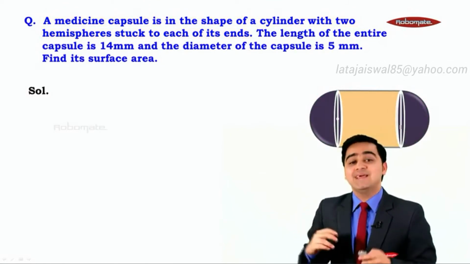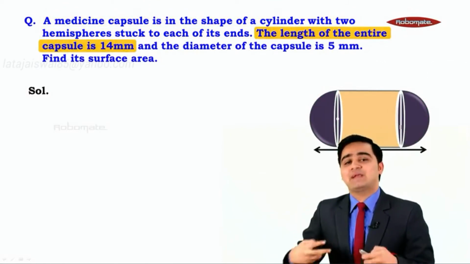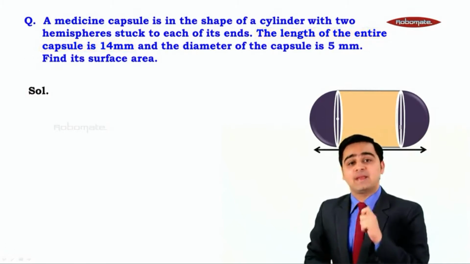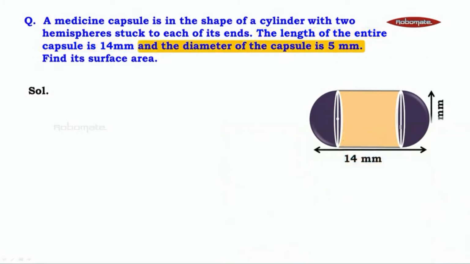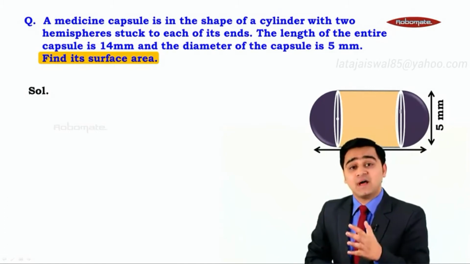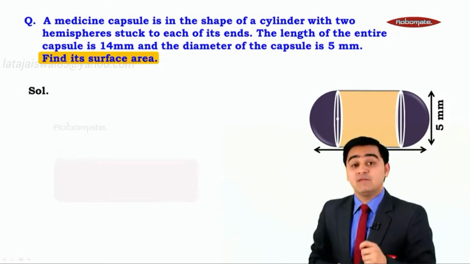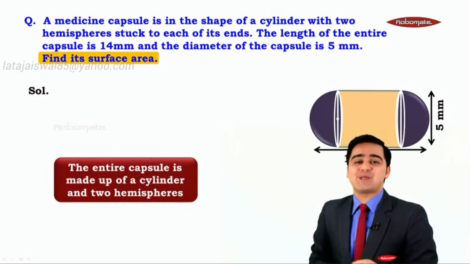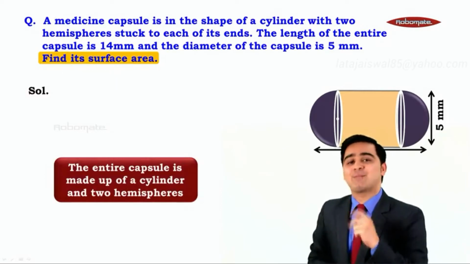medicine capsule. It says that the length of the entire capsule is 14 mm and the diameter of the capsule is 5 mm. Find its surface area. Observe. We know that surface area simply means the addition of areas of those surfaces which are visible from outside. We know that the entire capsule is made up of a cylinder and two hemispheres.